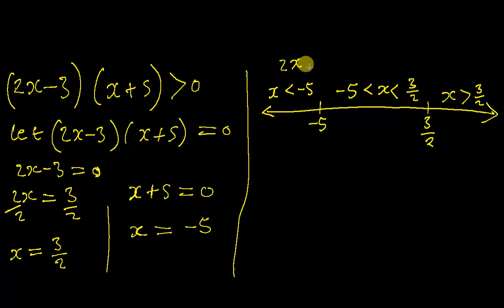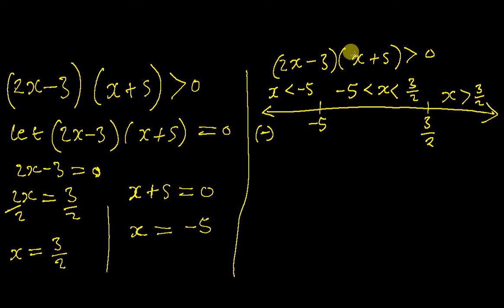We have 2x minus 3 times x plus 5, and this is greater than 0. So we take any number that is less than negative 5 in this region and test it there. We see if it's going to give us a value that is greater than 0 or less than 0. We can even take negative 6. When we put negative 6 there, this would be negative 12 minus 3, that would be negative 15. So negative 15 is just a negative number. So I'll just write a negative sign there.